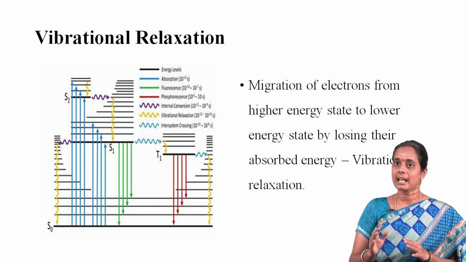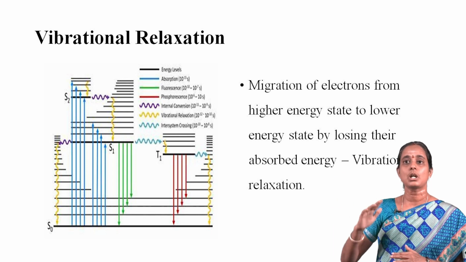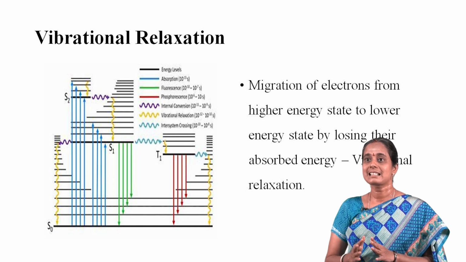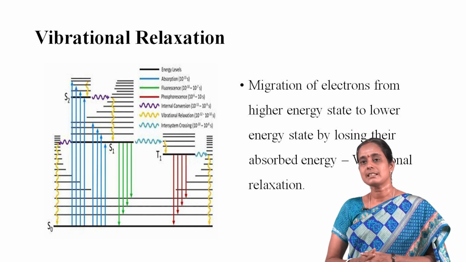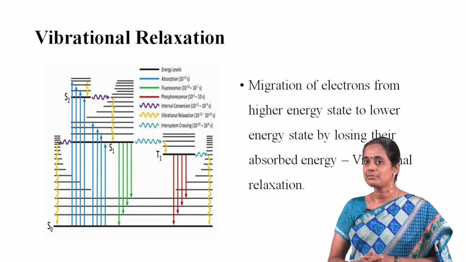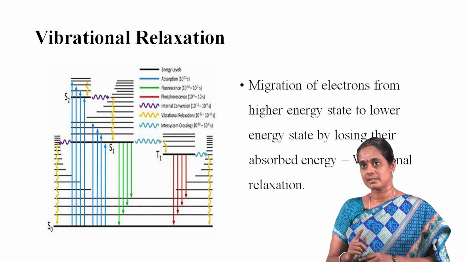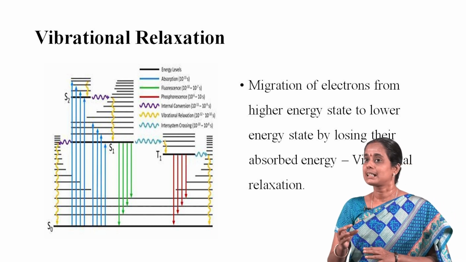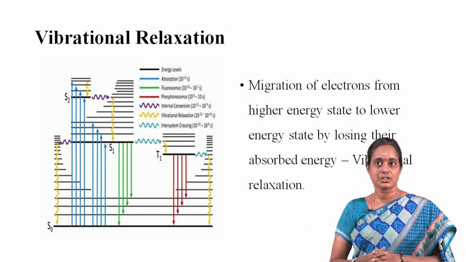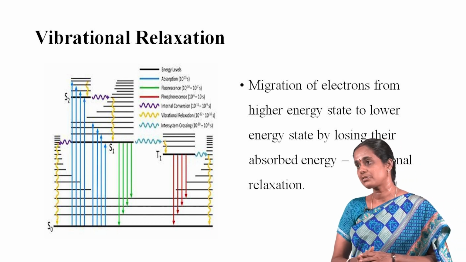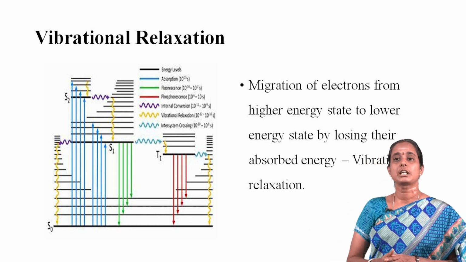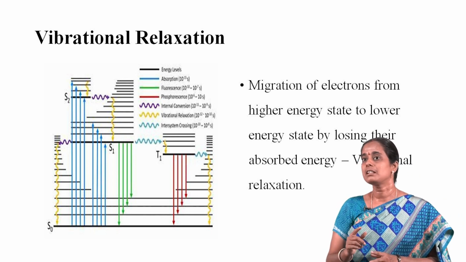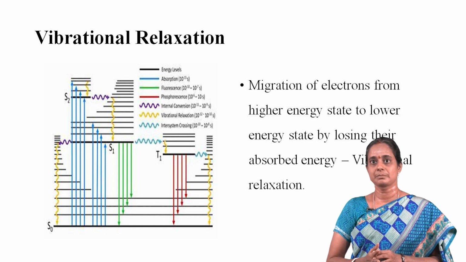It is the migration of electrons from a higher energy state to a lower energy state by losing their absorbed energy, that is, relaxation. This process involves the dispatch of energy from the molecule to the surroundings, and thus it cannot occur for isolated molecules. The timescale of vibrational relaxation is 10 to the power minus 12 to 10 to the power minus 10 seconds. This is indicated as a curved arrow between vibrational levels.